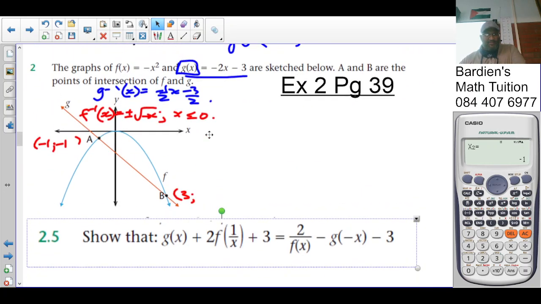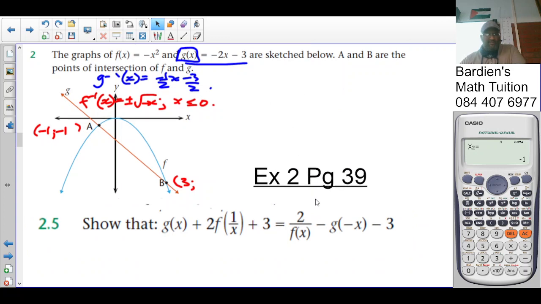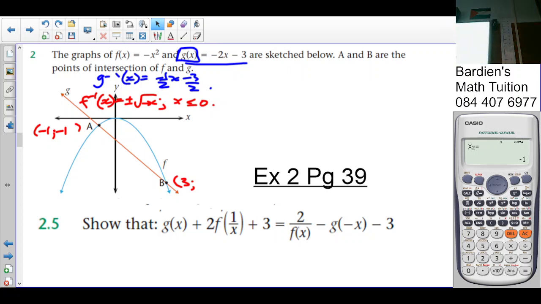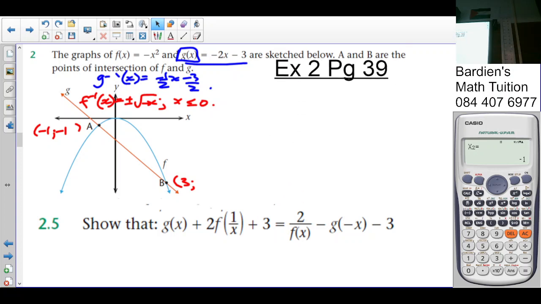So in 2.5, this is a nice question. We are told to show that g of x plus 2f of 1 over x plus 3 is equal to 2 over f of x minus g of minus x minus 3. This is a show that question, so we prove it. Here we can't take things over the equal sign. This is to be treated as an identity. So let's go. We call this the left hand side of the equal sign. So LHS, left hand side equals.